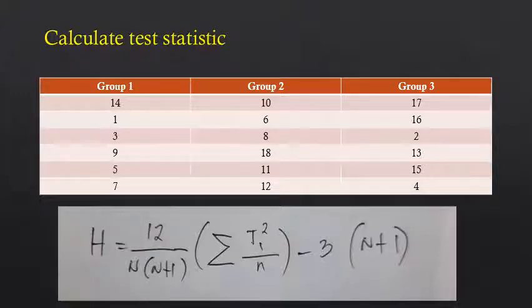Below would be the formula for calculating the test statistics. We have H is equal to 12 over N times N plus 1 times the sum of T1 squared over n, which will be subtracted by 3 times N plus 1. So it looks confusing, but we will see later how we're going to replace these symbols with the numbers from the table.